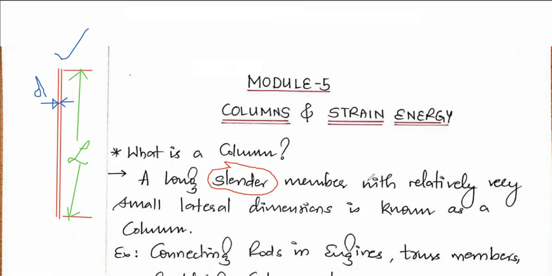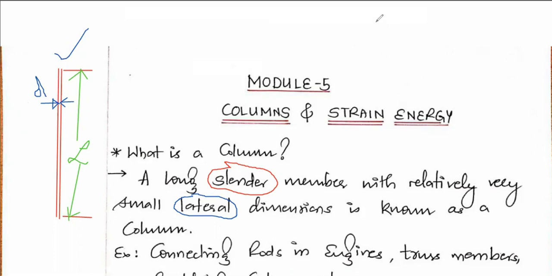A long slender member with relatively very small lateral dimensions. Here lateral dimensions are nothing but the cross-sectional dimensions, and it is known as a column. In 99.9% of the cases, the column will always be vertical. Right? If it is a horizontal thing, then it will become a beam. But when it is a vertical thing, we call it a column, whose length is relatively large when compared to the cross-sectional dimension. Right?